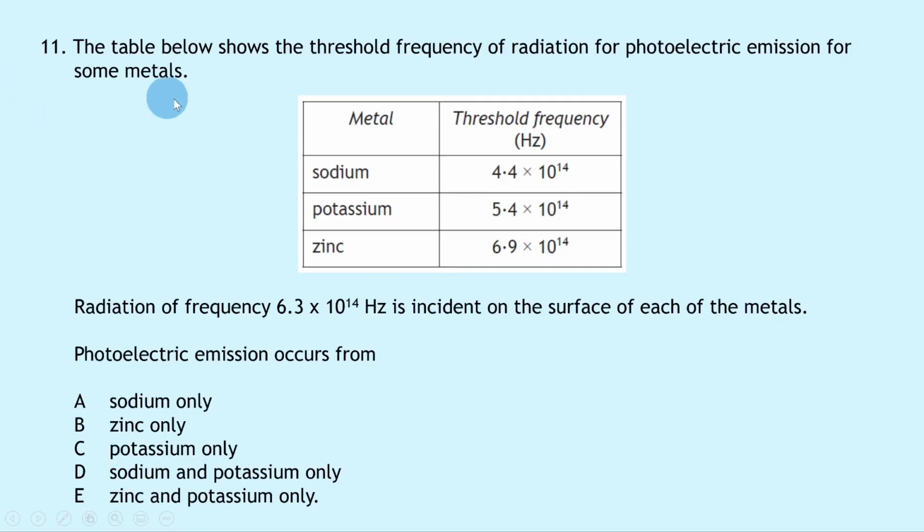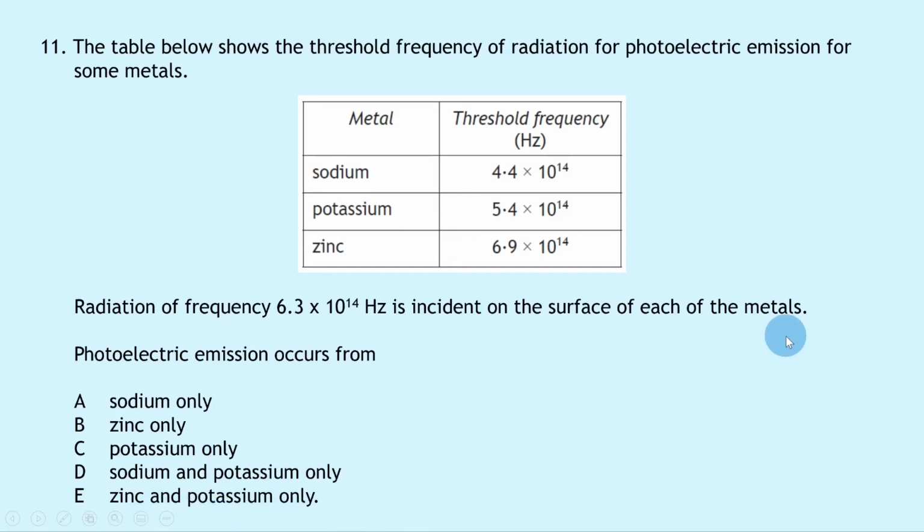Moving on to question 11, it says the table below shows the threshold frequency of radiation for photoelectric emission for some metals. So we have sodium, potassium and zinc and their threshold frequency in hertz. So we have 4.4 times 10 to the 14 hertz, 5.4 times 10 to the 14 hertz and 6.9 times 10 to the 14 hertz. Then it says radiation of frequency 6.3 times 10 to the 14 hertz is incident on the surface of each of the metals. Photoelectric emission occurs from sodium only, zinc only, potassium only, sodium and potassium only, or zinc and potassium only.